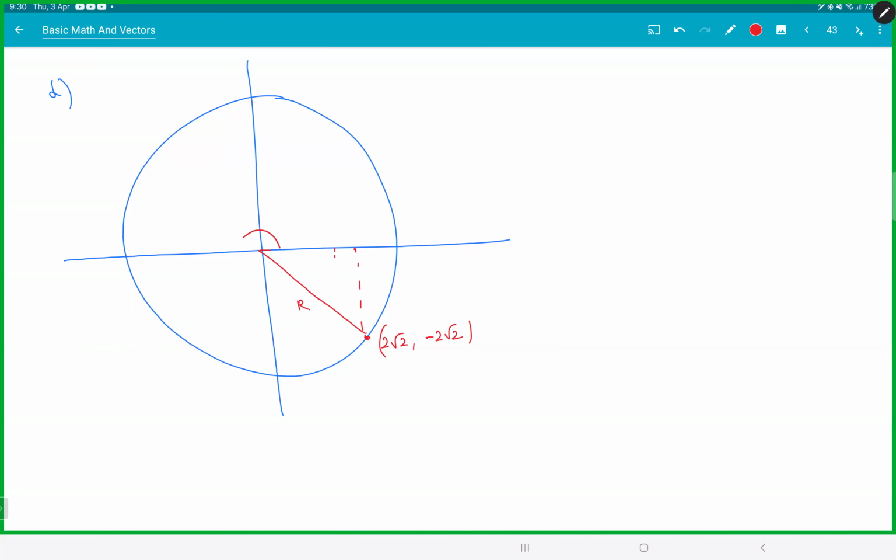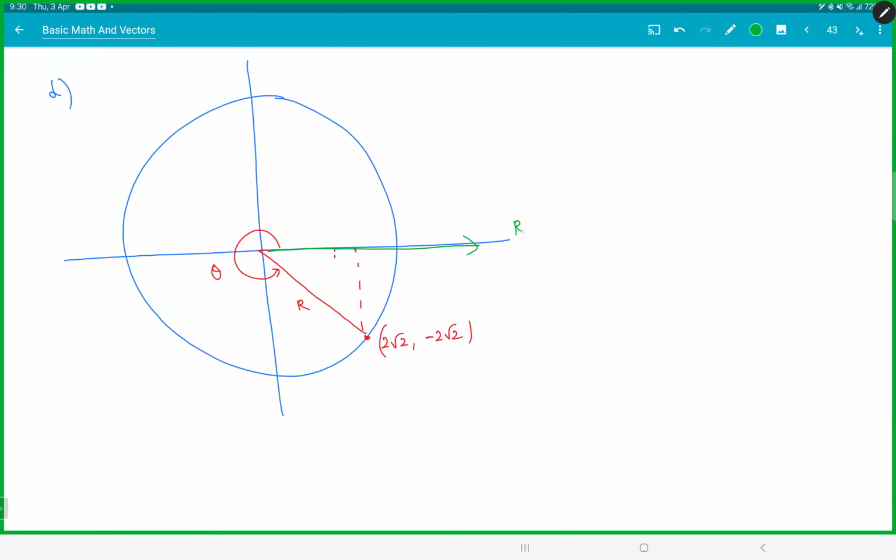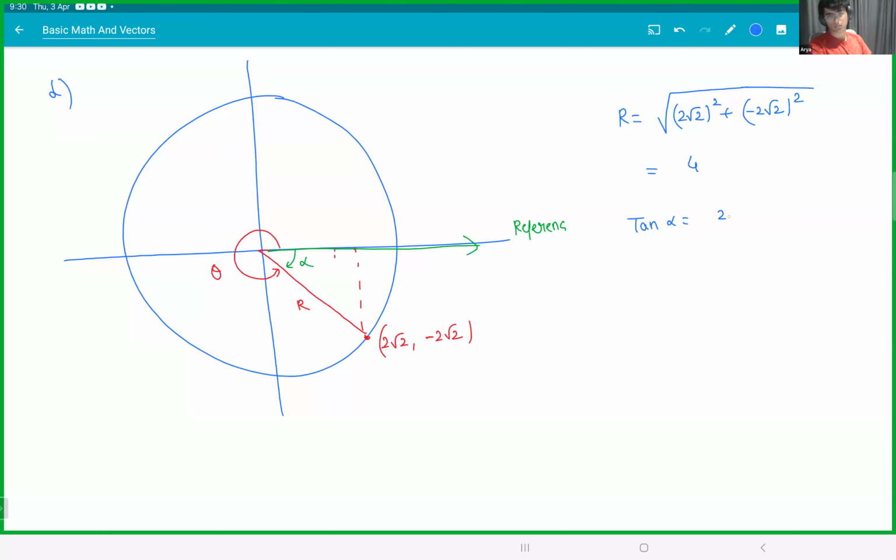Now be careful. This will be the angle. The angle is always measured from the reference line, the positive x-axis, isn't it? You should measure the angle through the complete circle like that. And this angle will be how much? If I take this as alpha, radius r will be root over 2 root 2 square plus minus 2 root 2 square, Pythagoras theorem. That would be how much? 2 root 2 squared is 8, 8 plus 8 is 16, root is 4. And alpha will be tan inverse of opposite side, 2 root 2 by 2 root 2, which is 45.